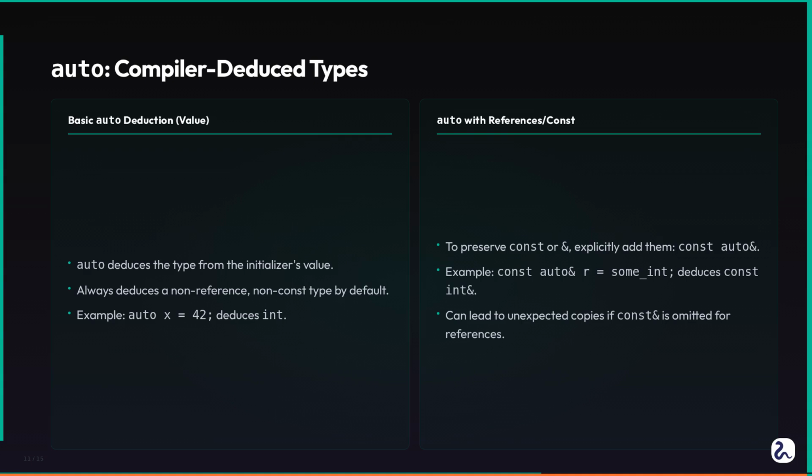However, auto is not a magic bullet. It performs what is called type deduction, which is similar to template argument deduction. Crucially, auto strips away references and top-level const qualifiers. So, if you initialize an auto variable with a const int&, the auto variable will become a plain int. This is a common mistake that can lead to unexpected copies or loss of const correctness. You need to be aware of this behavior and explicitly add const or & back if you need them.